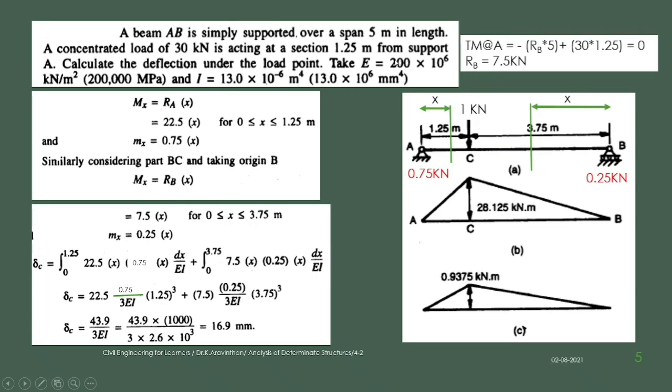E here is 200 into 10 power 6 and I is 13 into 10 power minus 6. You can substitute these two terms here. You will get the result in terms of meters. If you multiply by 1000, you will get it in terms of mm. After multiplying by 1000, we got 16.9 mm. So this is our deflection at the point C.